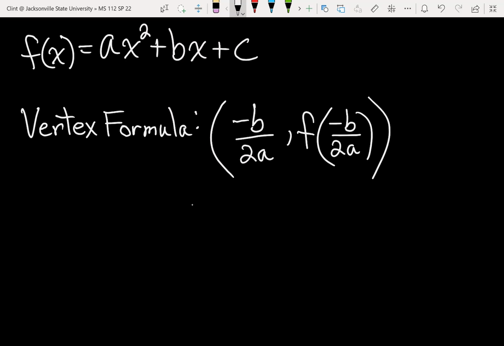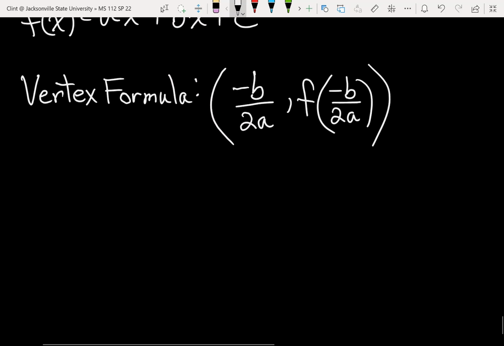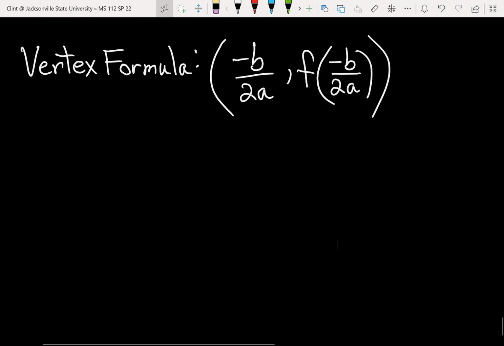So negative b over 2a tells you where the x-coordinate of the vertex is, and then you plug that into the function. That tells you what the actual minimum or maximum value is in the vertex. Okay. So let's look at a couple. It's not bad. It looks more complicated doing the f of negative b over 2a. That's just f of some number. So let's look at one.